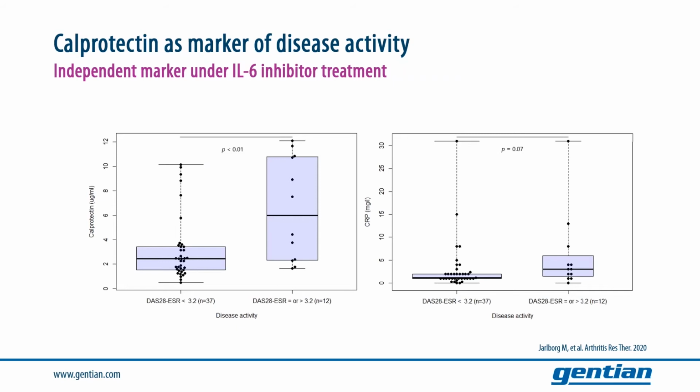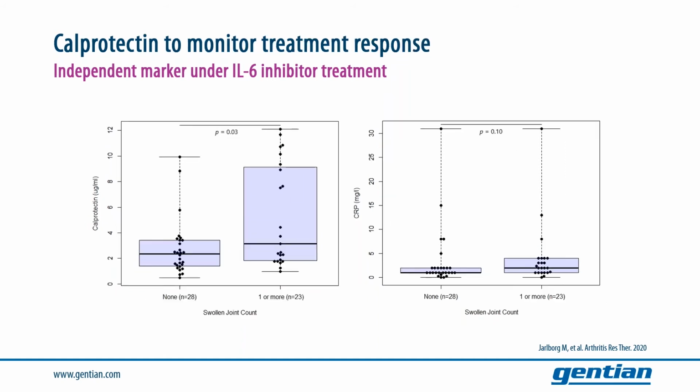Another important feature of calprotectin is that it can be used to assess disease activity also under treatment inhibiting inflammatory proteins. In this study from Yarber and colleagues from 2020, it was also shown that calprotectin correlates with disease activity in RA patients receiving IL-6 inhibitor treatment, while CRP levels were influenced by the treatment and did not reflect the true inflammation status of the patient, seen both by assessing the DAS28 ESR score and the swollen joint count in RA patients.